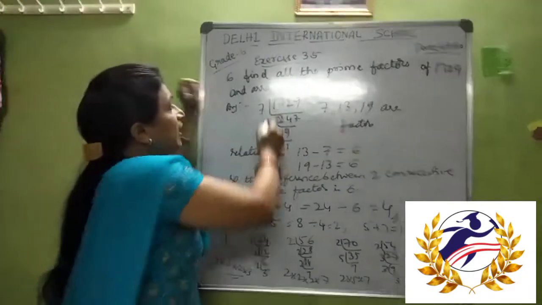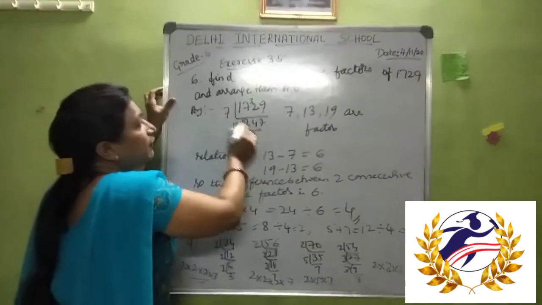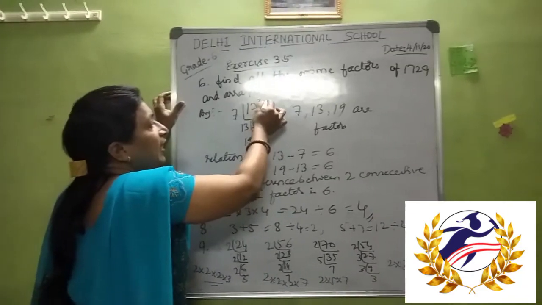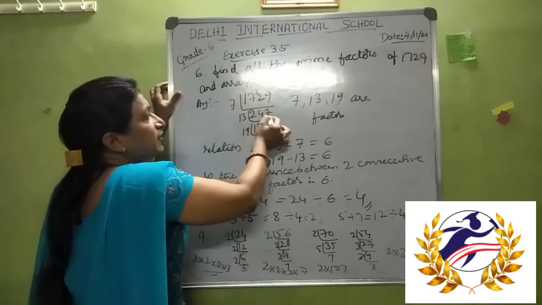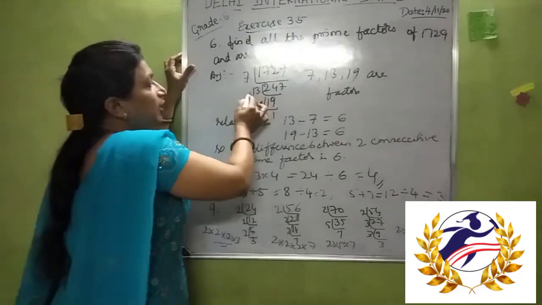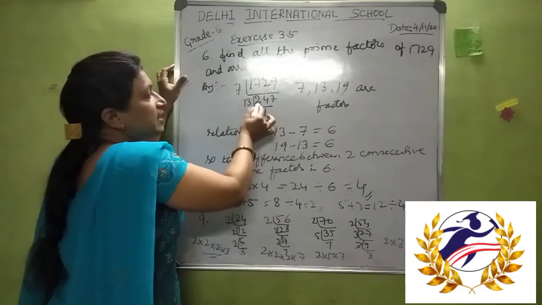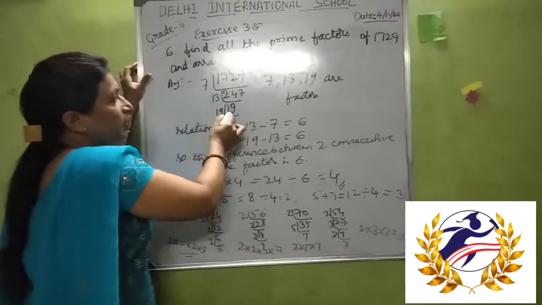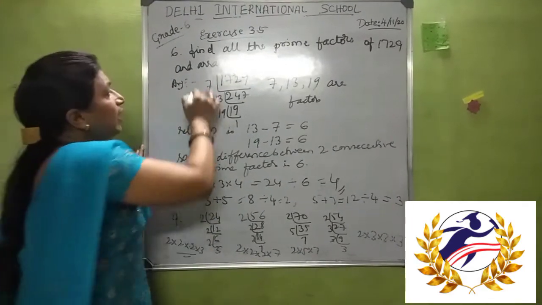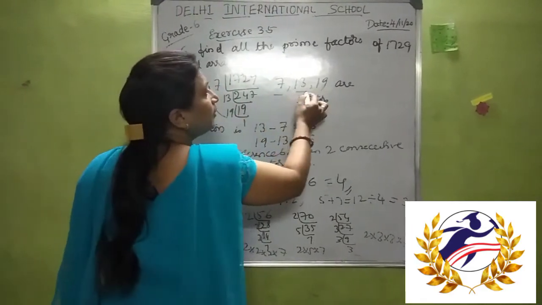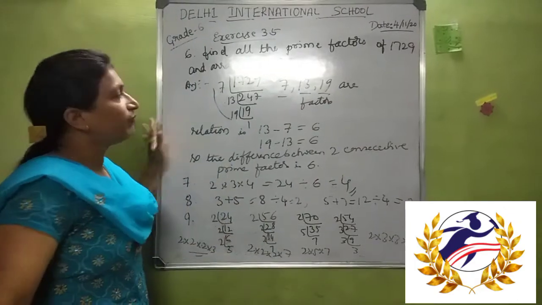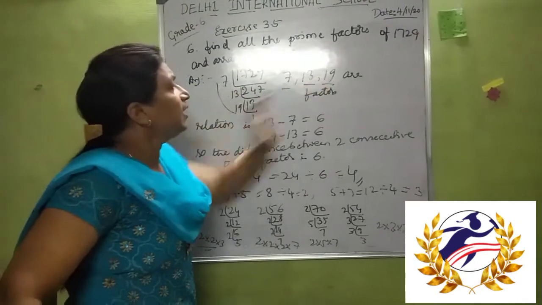7 2s are 14, 3 comes 32, 7 4s are 28, again 4, so 49. It becomes 7 7s are 49. So then we go with the 13 table: 13 19s are 247, then 19 ones are 19. So we got the prime factors 7, 13 and 19.